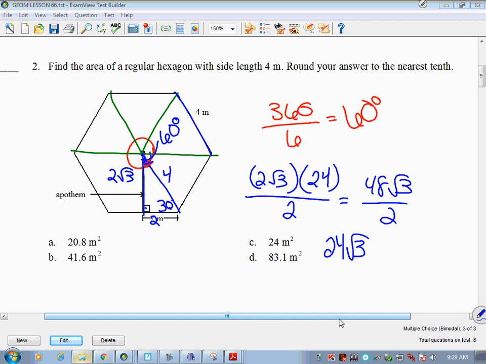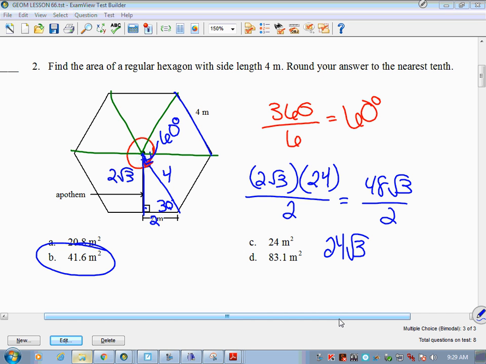Can I plug that in my calculator? Okay, we want it to the nearest tenth. What's 24 radical 3? I'll let you guys figure that out. .6 because it's area, it's meters squared. Is this doable? Okay, follow the steps.